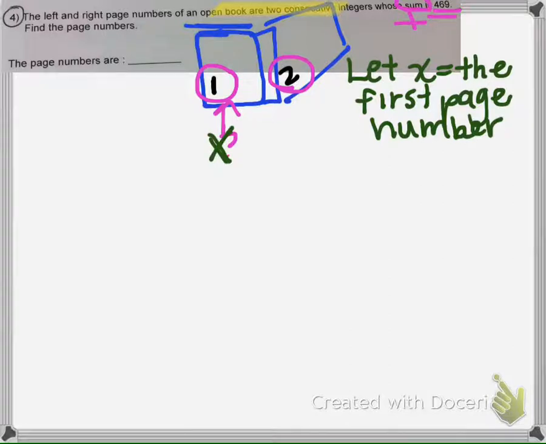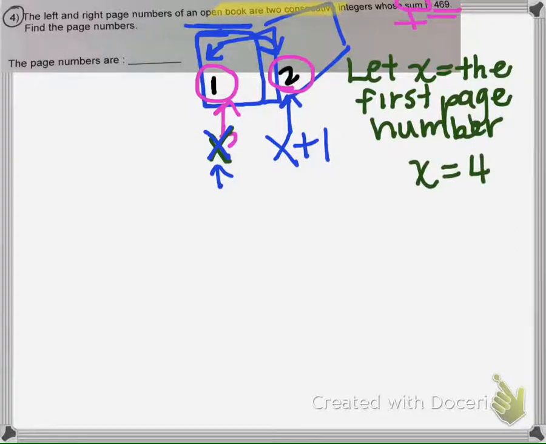Now, since they're consecutive, we know that if this is x here, then to get from this page number to the second page number, we just need to add 1. So we need to take this page number right here, which we don't know what it is, and add 1 to it. For example, if x was equal to 4, and I plug in a 4 here, then I would get page 5 there. So our expressions here are x and x plus 1.